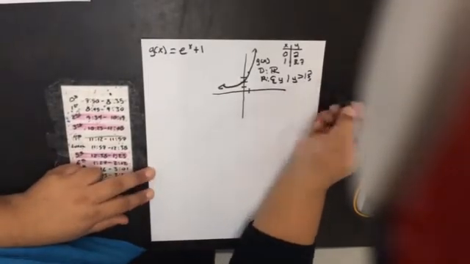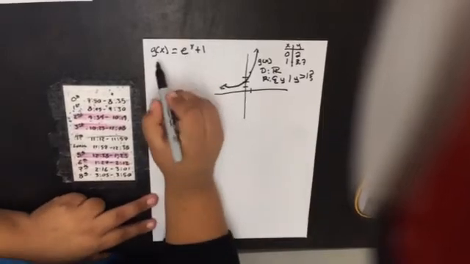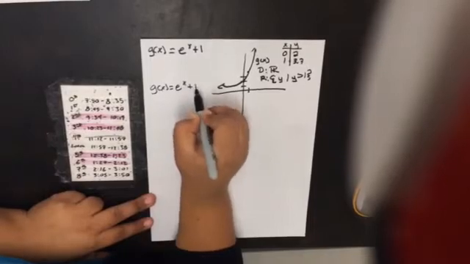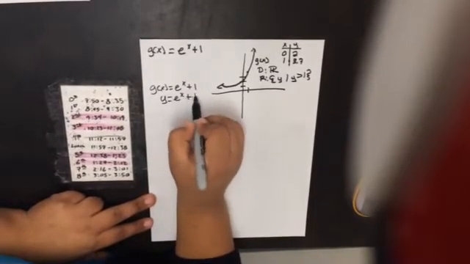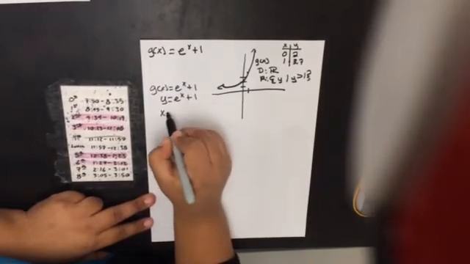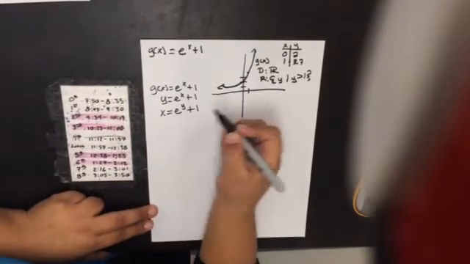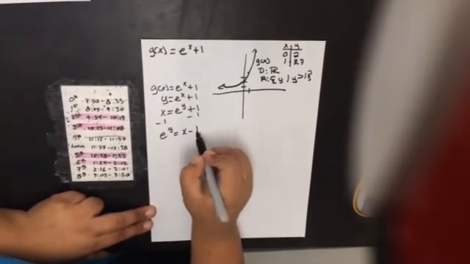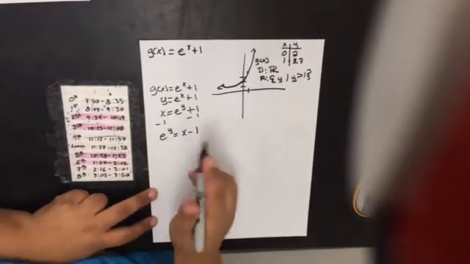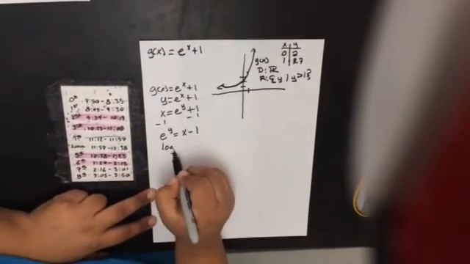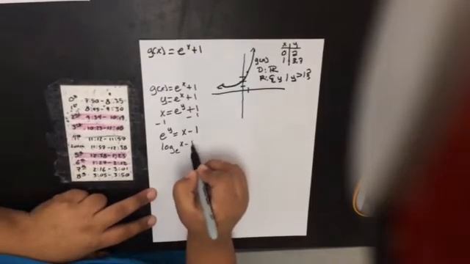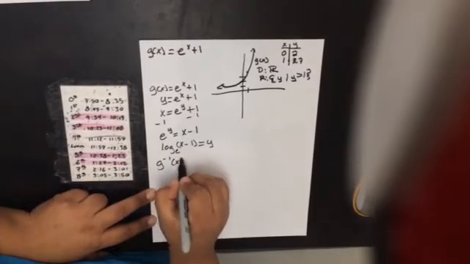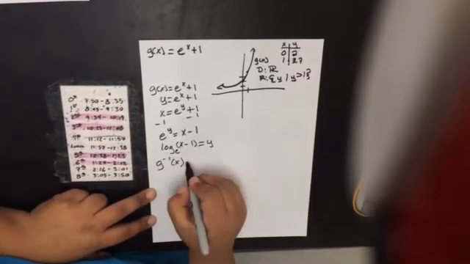Now, if we want to find the inverse, we can start by rewriting it as an equation. So y equals e to the x plus 1. Then we switch our variables. So x equals e to the y plus 1. Subtract 1. So e to the y equals x minus 1. Now we want to write it as a log. So log base e of x minus 1 equals y. Remember, when we have log base e, it's just the natural log.